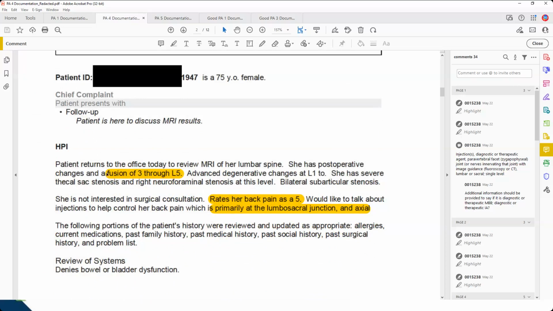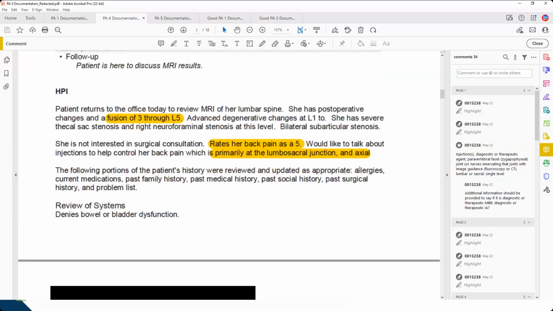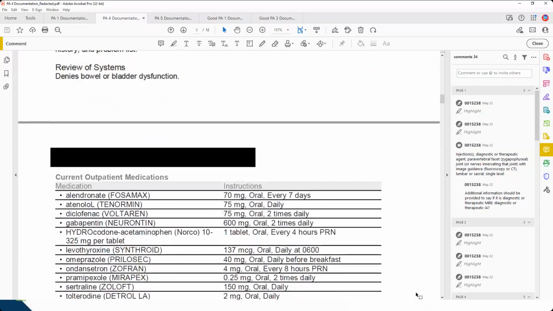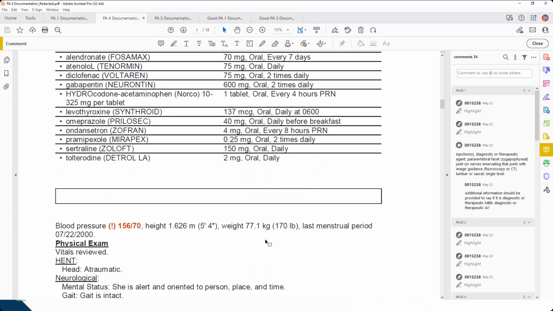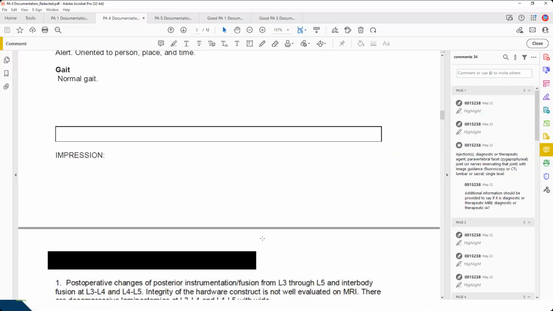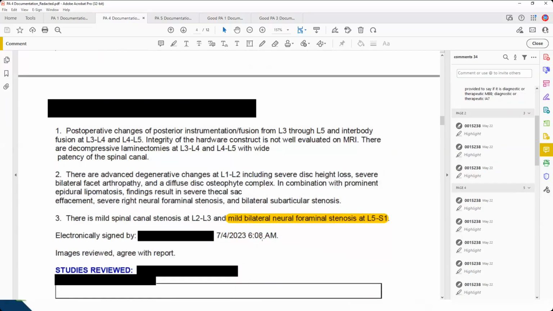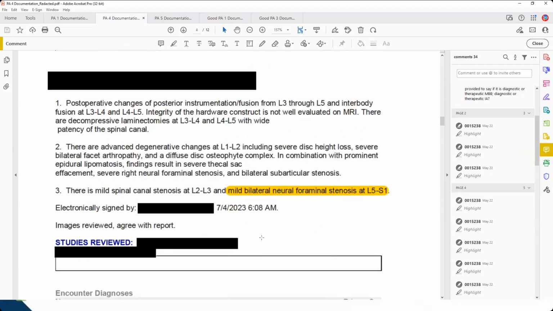She had fusion from L3 through L5. In 2023, she was rating her pain as 5. They started to talk about injections at that time, that the pain was axial. So as we scroll down, this is just some medications and review of systems that she was on at the time. And we get down to the impression by the physician.